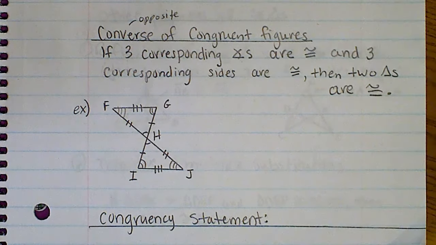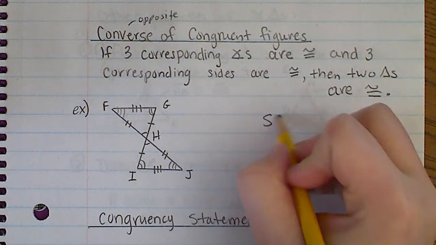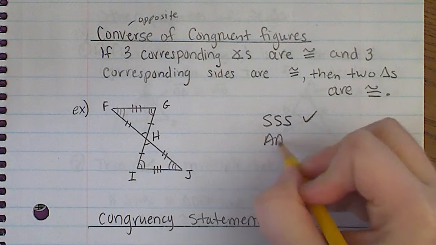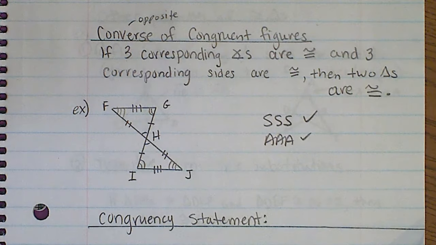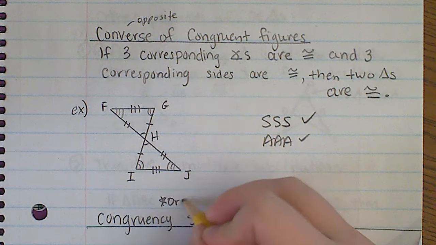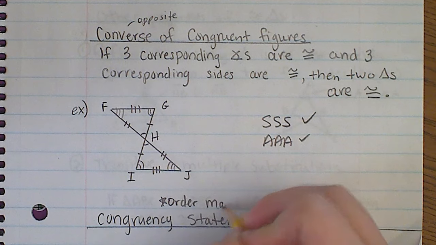And so if I'm able to kind of go down the list, are there 3 sides that are marked congruent? Are there 3 angles that are marked congruent? If that's true, I can write a congruency statement. And when you write your congruency statement, order matters. This is very important.